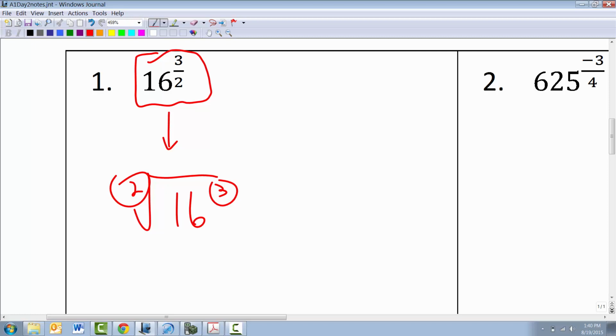With no calculator, do I expect you to take 16 to the third power? Do you think I'm that mean? No. What I expect you to do is do this first, knock the number down first, and then build it back up. What's the square root of 16?